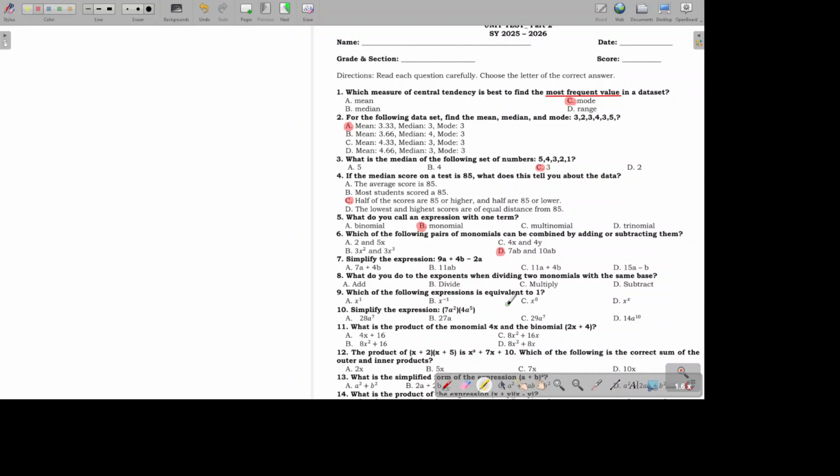Let's have number 7. Simplify the expression 9a plus 4b minus 2a. As I mentioned earlier, we can only combine like terms. So we can only combine 9a and negative 2a. And 9a plus negative 2a is 7a. So we will have 7a plus 4b, which is letter A.